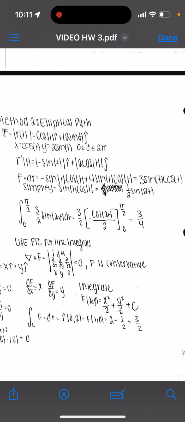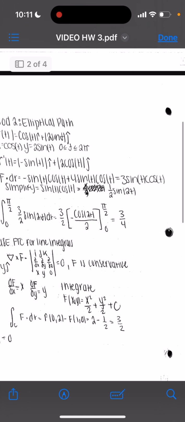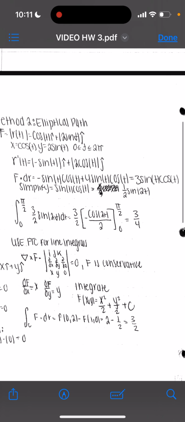We are using the identity that sine t cosine t is equivalent to 1/2 sine 2t. We do F dot dr, which comes out to being 3/2 sine 2t dt. Integrate that. The integral of that results in an answer of 3/4.